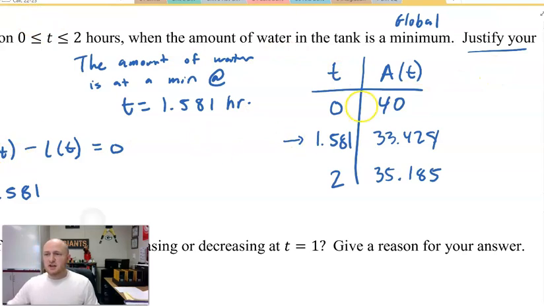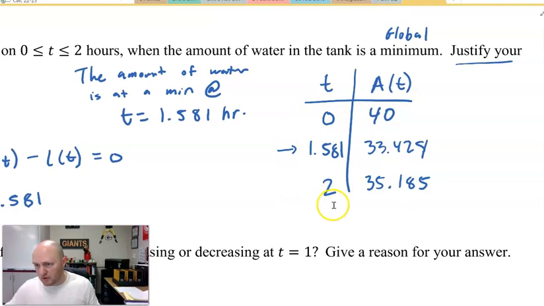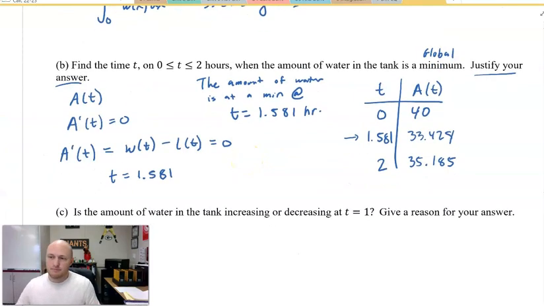They say justify. Here is your justification, your table. You can clearly show you evaluated your endpoints and you evaluated your critical value. I would assume that this is 3 points on the exam. Okay, C.